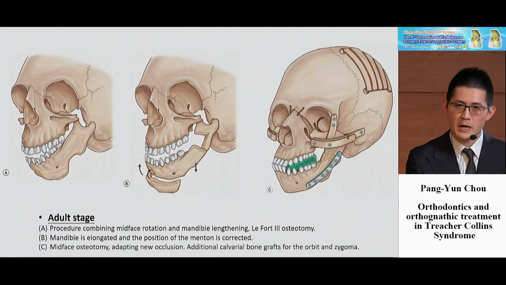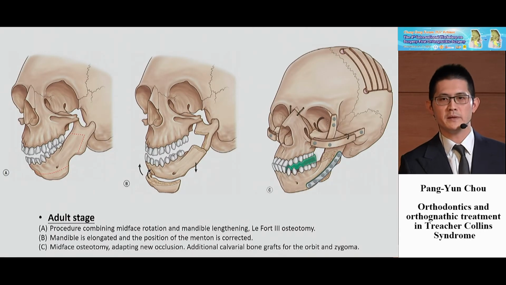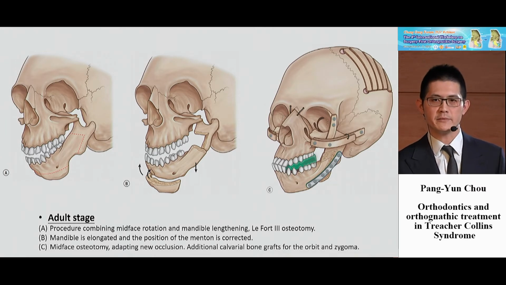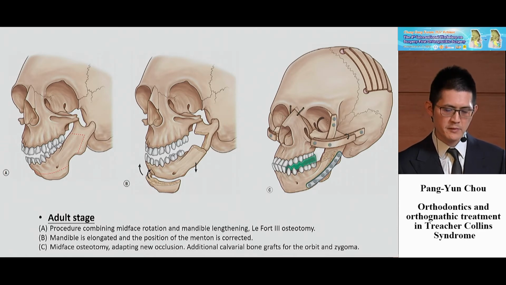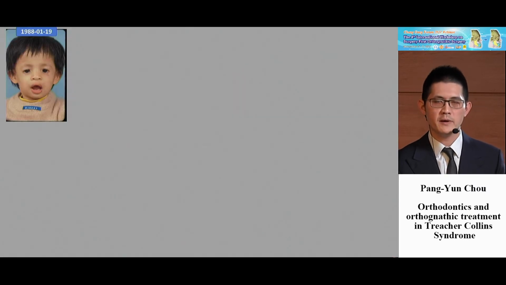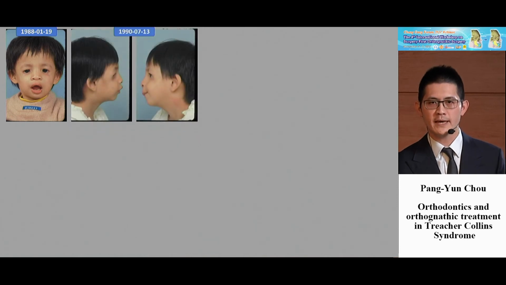However, some cases cannot have a very good result after the reconstructions previously discussed. In the adult stage, we can offer some more advanced or aggressive procedures, including a Le Fort 3 osteotomy combined with zygomatic bone graft augmentation, and then probably two-jaw orthodontic surgery as well, to give the patient a better functional daily life.